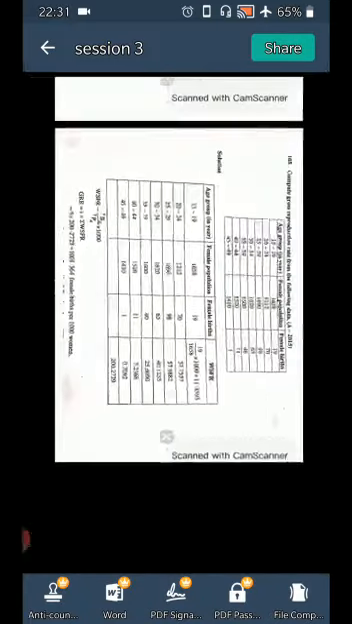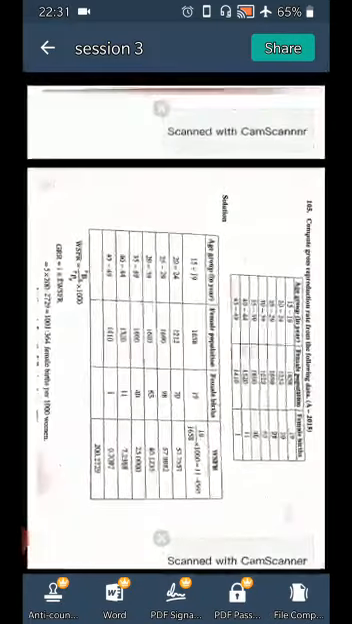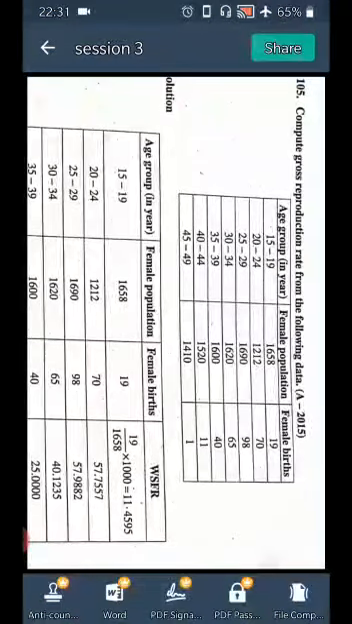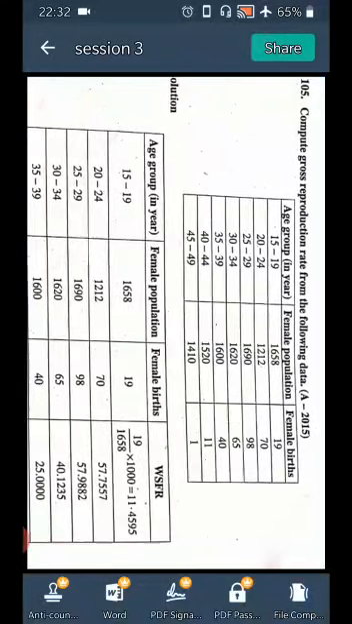Now let us take a very simple example on gross reproduction rate. What are the things given here? As usual, we have the age, the female population, and the female births. The age group starts from 15 to 19, 20 to 24, 25 to 29, so on till 45 to 49. The female population, the first value starts with 1658, then 1212, so on the values are given. Let me just mention the first female birth value. The first one is 19, 70, 98, so on. The last one is 1.